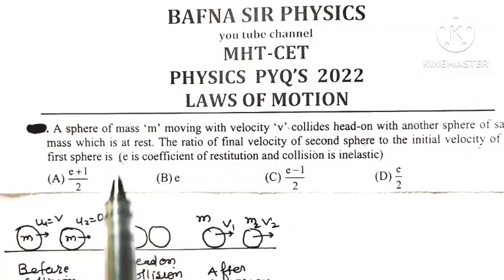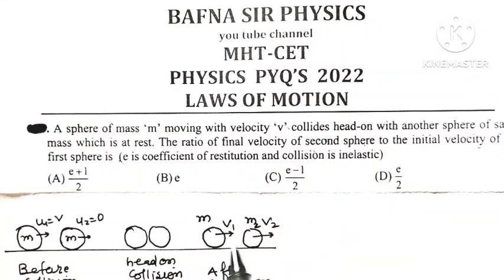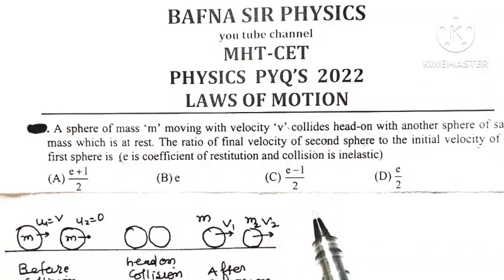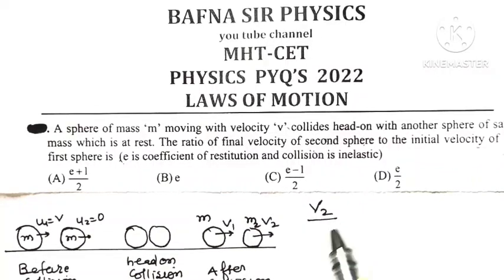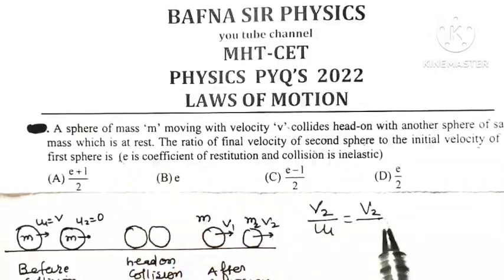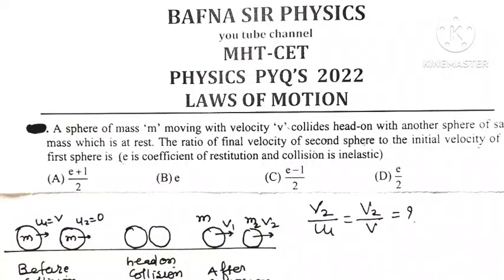Now after the head-on collision, suppose the first sphere moves with final velocity v1 and the second sphere moves with final velocity v2. So the ratio of the final velocity of the second sphere, v2, to the initial velocity of the first sphere, u1 or v, that is v2 divided by v, is what we want to find out. And E is the coefficient of restitution.